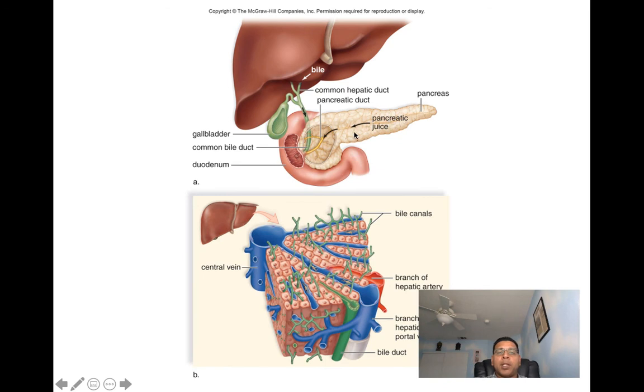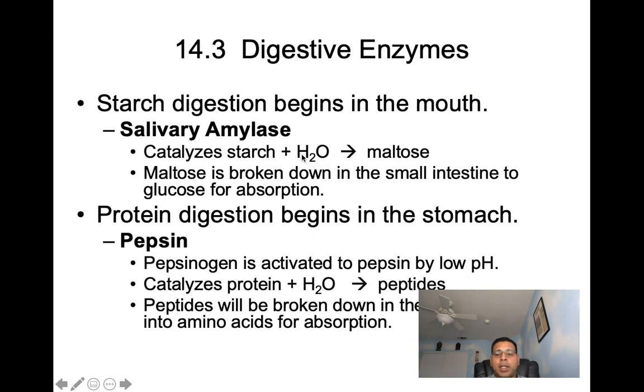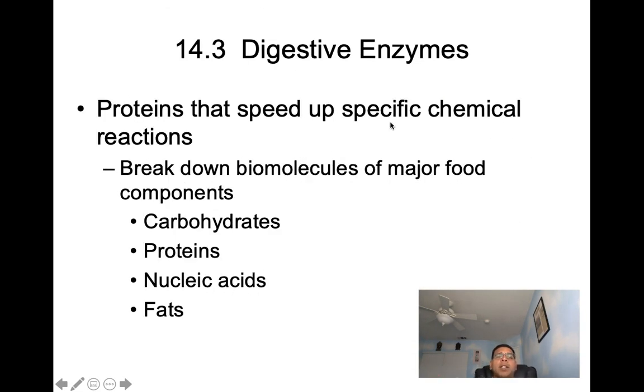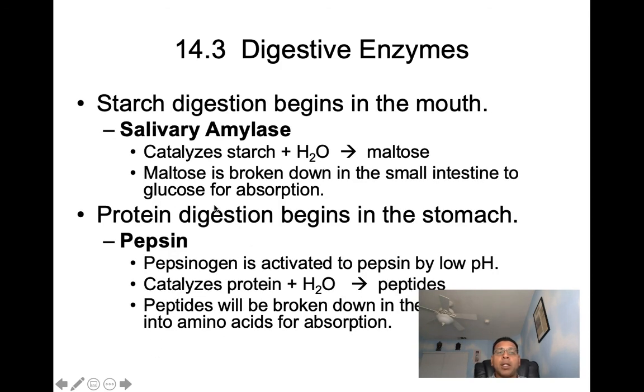Next in here, we're going to appreciate all the different enzymes that make their way in with that pancreatic juice along with that bile into the duodenum. So let's talk about these enzymes now. When we talk digestive enzymes, these are proteins that speed up specific chemical reactions. They're involved in the breakdown of biomolecules of major food components such as carbs, proteins, nucleic acids, and fats. Here we can see first salivary amylase, which begins the breakdown of starchy foods in the mouth as we have described.